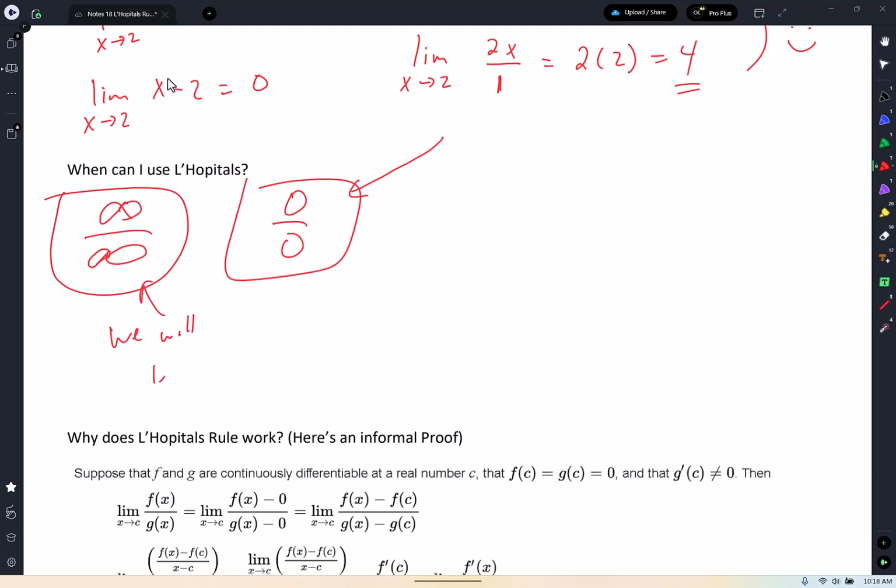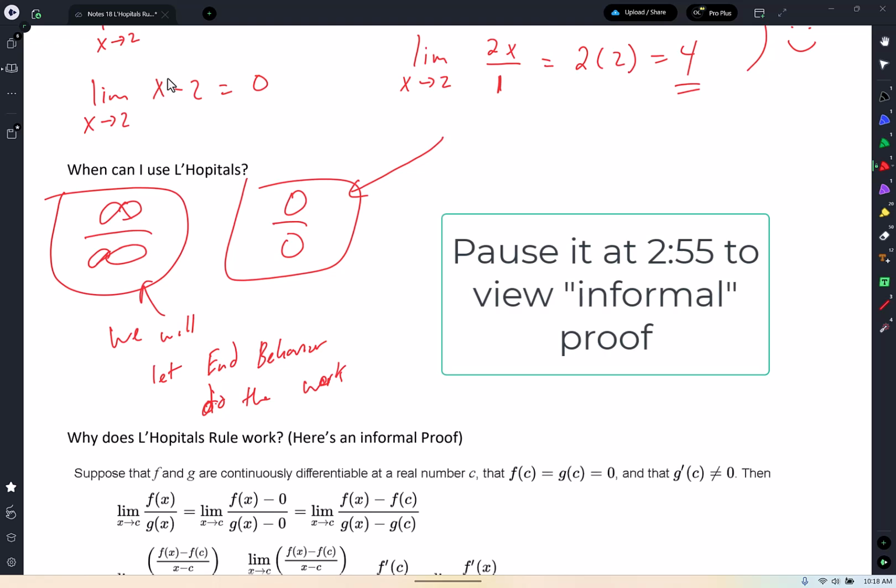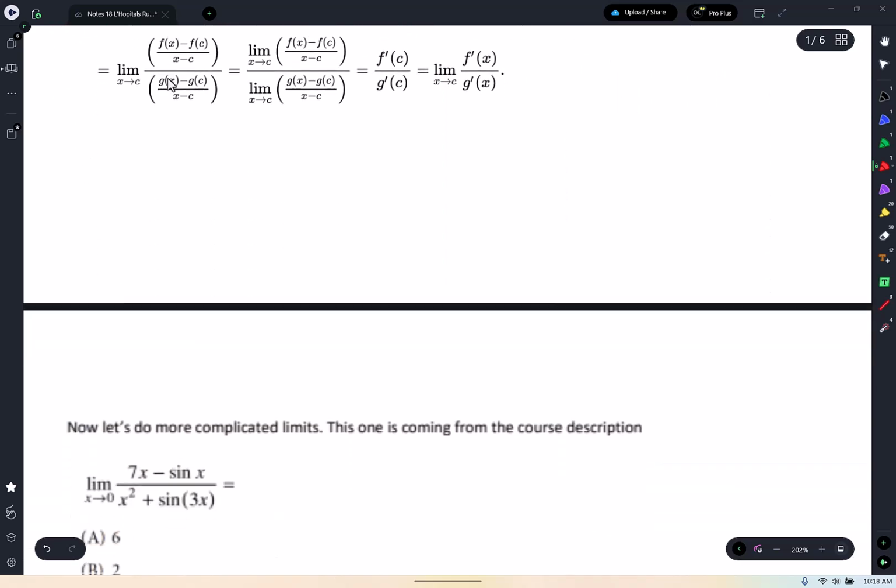We will let end behavior do the work. All right, so when can we use L'Hopital's rule? If we get 0 over 0. Cool or not cool? Cool. Let's go to the next page.